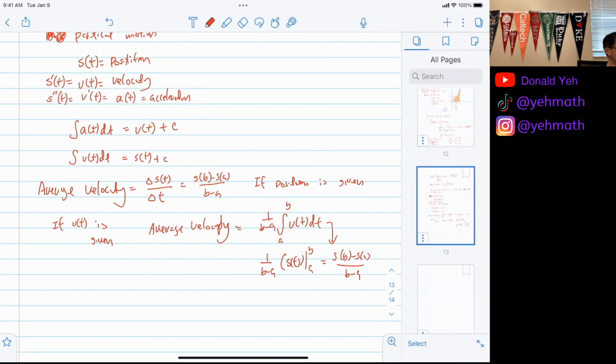So sometimes the physics problem does not give you the position function to ask you to find the average velocity. The harder one is actually to give you the velocity function and ask you to find average velocity. People thought it's a difference of velocity, but it's not. It's actually the average value of the function.